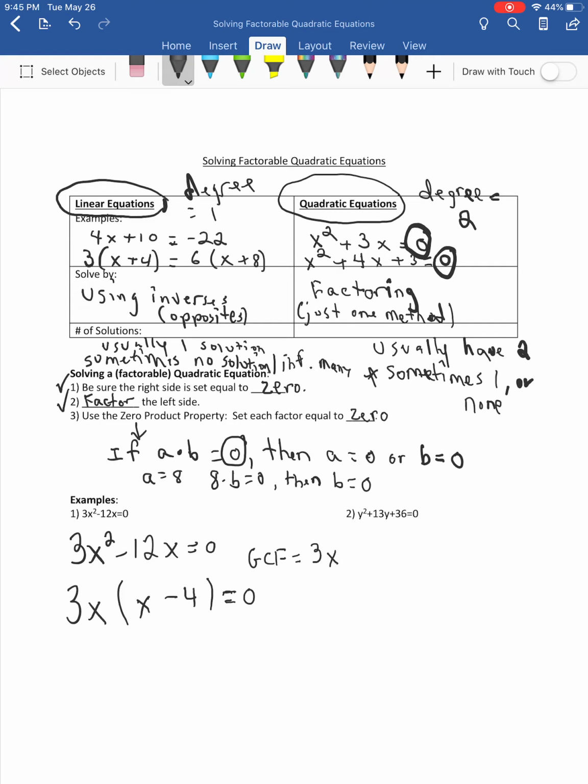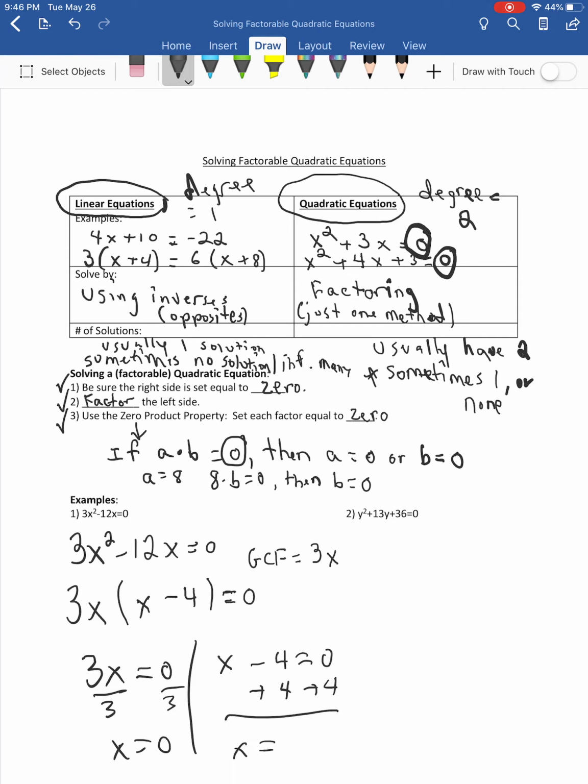Okay. So we factored the left side. Now we're going to use the zero product property, setting each factor equal to 0. So one of my factors is 3x. We're going to go 3x equals 0. And then the other factor, x minus 4 equals 0, and solve that little equation. Divide each side by 3. So x equals 0. And x equals 4. Okay? And again, like we said, quadratic equations usually have two solutions. Okay? Not always, but usually.